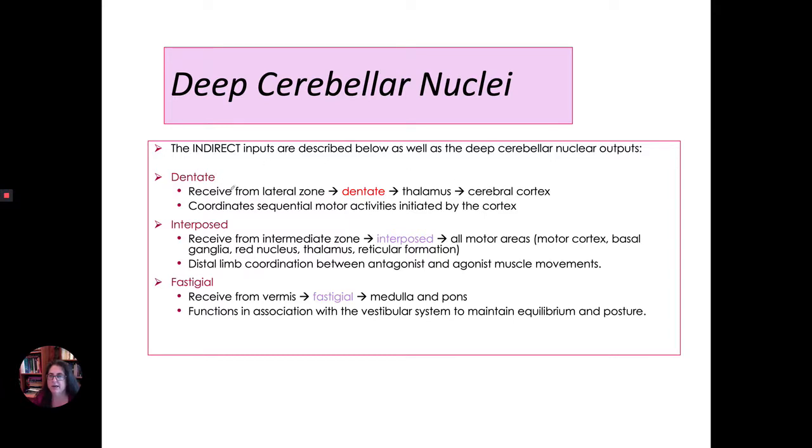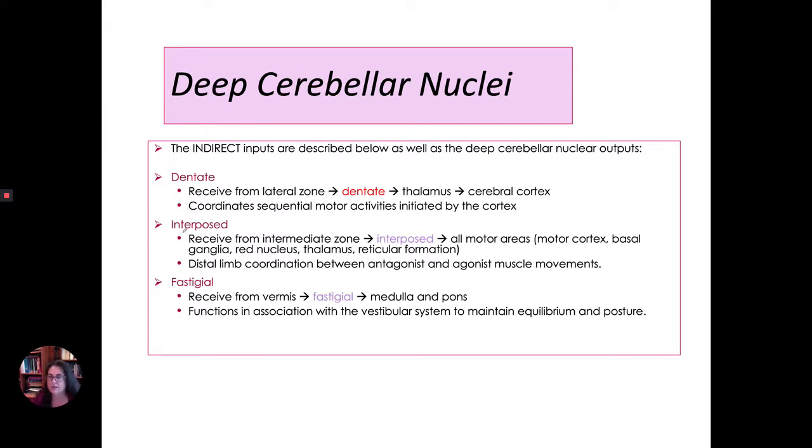Now remember, the lateral zone had to do with not any particular part of the body necessarily, but is a general area, right? We didn't see homunculus in those lateral zones. However, these coordinate sequences of motor activities that are initiated by the cortex. So if you remember our corticopontocerebellar pathway that goes to those lateral zones, that's the plan from the cortex, and this is going to be going through this process through the dentate nucleus back to the cortex to coordinate those sequences of activities.